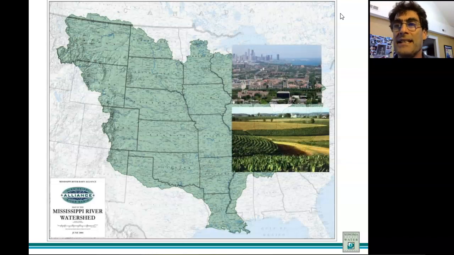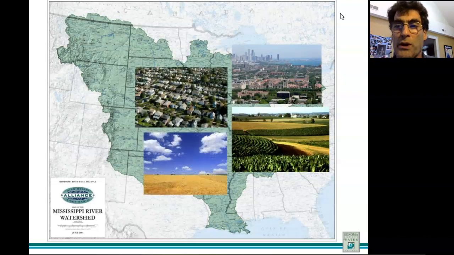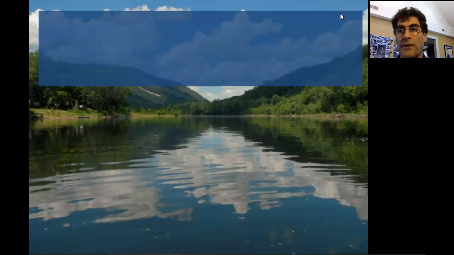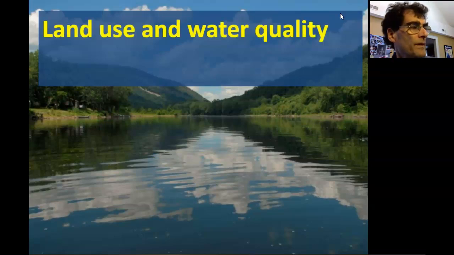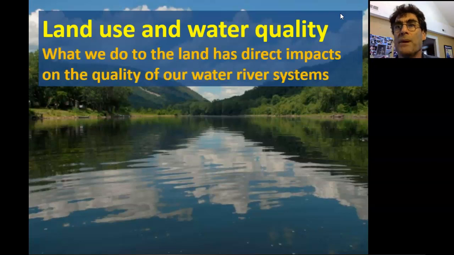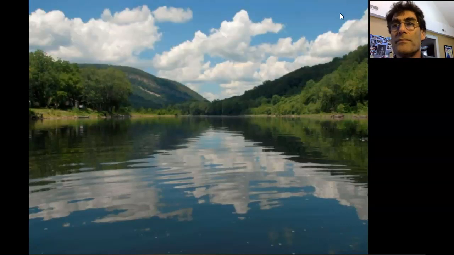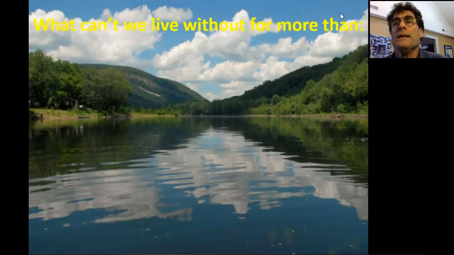So we have cities, we have farms growing corn and wheat, and we have homes and factories, and they all drain into the Mississippi River. So this presentation is called Land Use and Water Quality, because what we do to the land directly impacts the quality of our water and river systems. So let's think about some of the most important qualities of water.